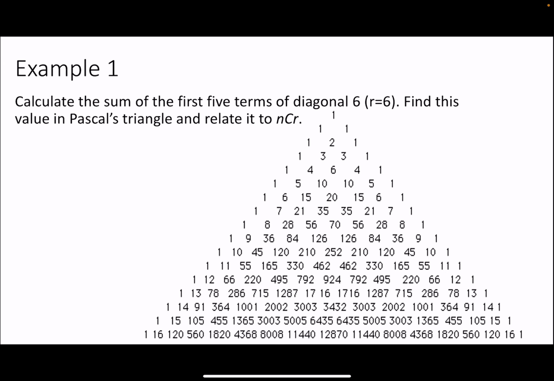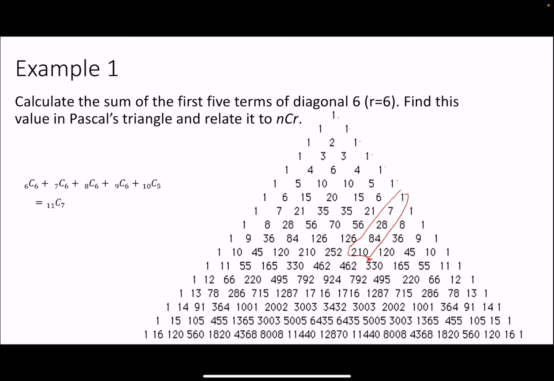So calculate the sum of the first 5 terms of row 6. 6 choose R, so that's 0, 1, 2, 3, 4, 5, 6. So the first 5 items, 1, 2, 3, 4, 5. So the sum is going to be equal to 330. And just to verify, you can do that math.